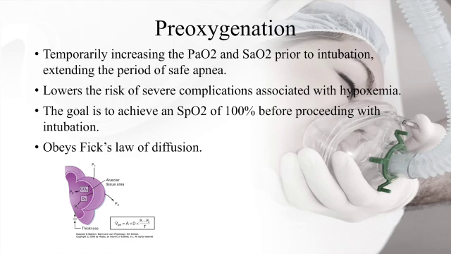Next, I'm going to introduce you to Fick's law of diffusion. As you can see from the illustration, the oxygen diffusion rate of gas across the alveolar capillary membrane is directly proportional to the concentration gradient and the surface area of the alveoli, and inversely proportional to the thickness of the membrane. Therefore, in order to increase oxygenation, three things must occur.